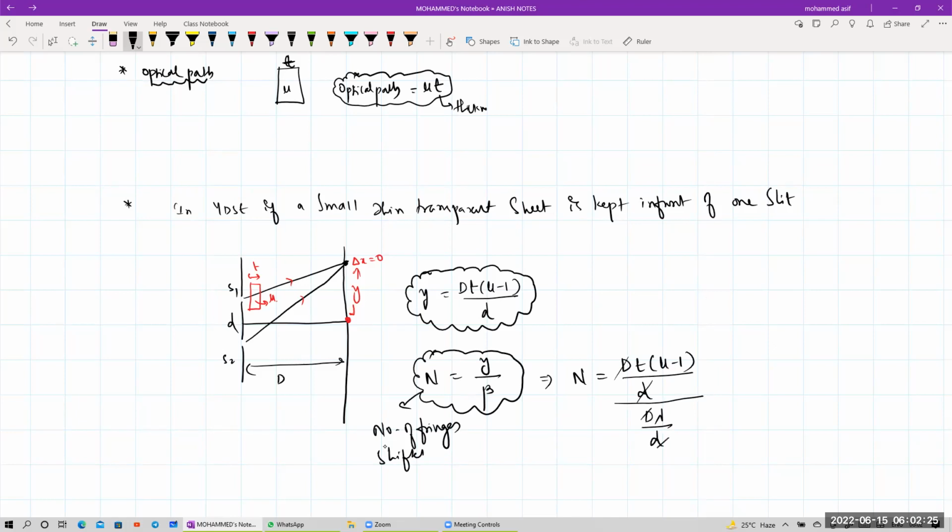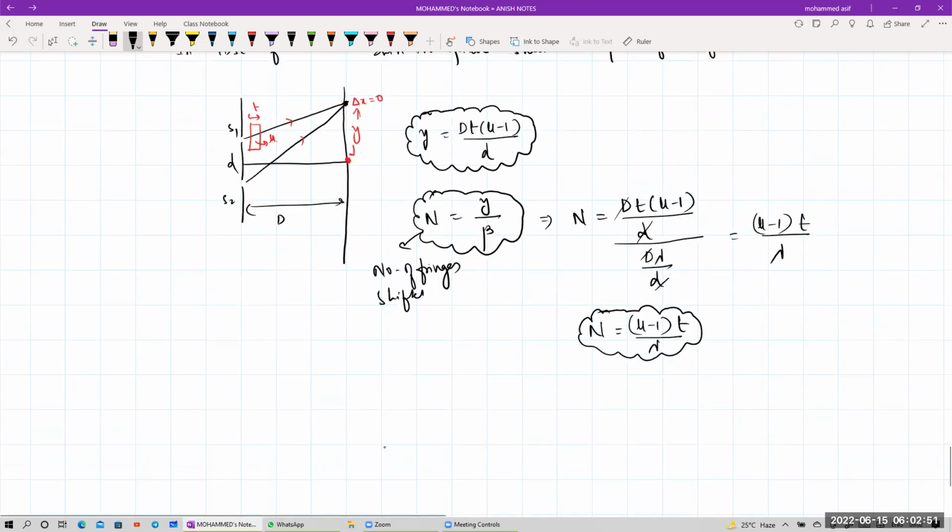Small d चले गया तो कितना बन रहा है, mu minus 1 into t divided by lambda. So this will be the formula for it. Clear है? Very important relation. So the number of fringes shifted can be directly calculated by the formula n is equal to mu minus 1 into t divided by lambda. ठीक है?